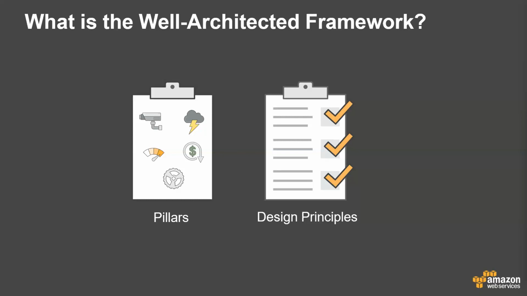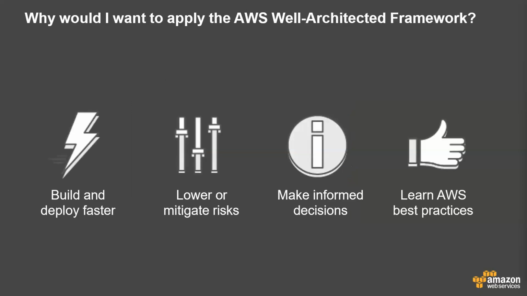So that's right. Initially, we had 5 pillars of the well-architected framework, but now there's an additional pillar that was added just a few years ago, which makes the pillars 6 of them. We're going to have a discussion around the 5 pillars and probably not go into details on the 6th pillar. So why would I want to apply the well-architected framework?